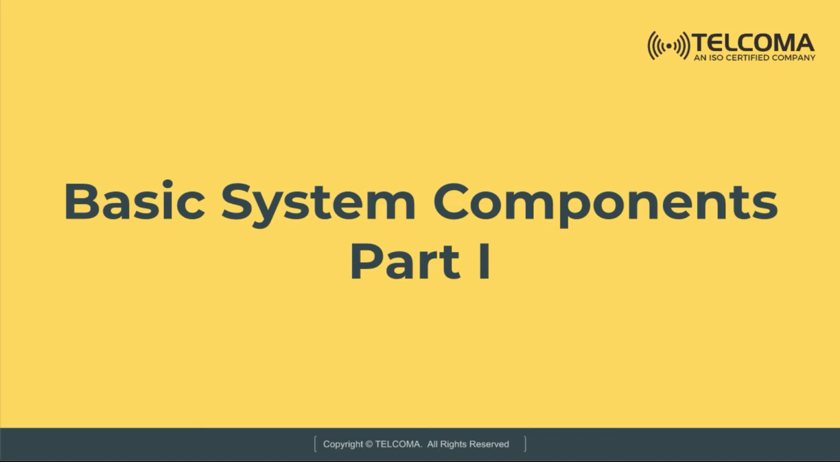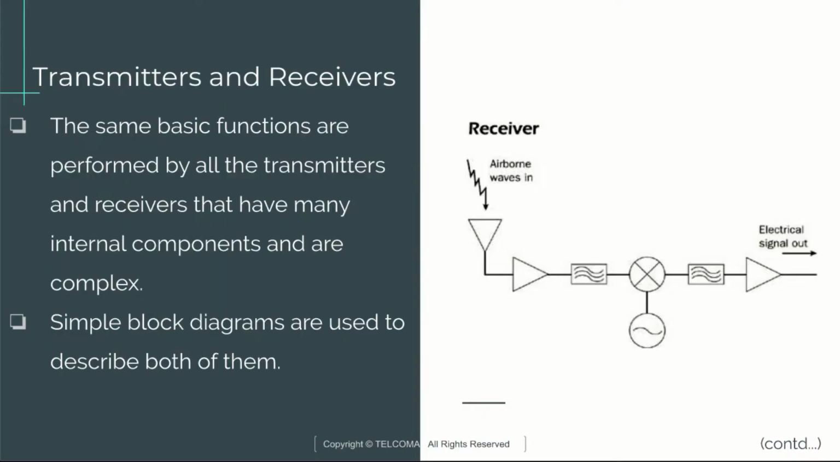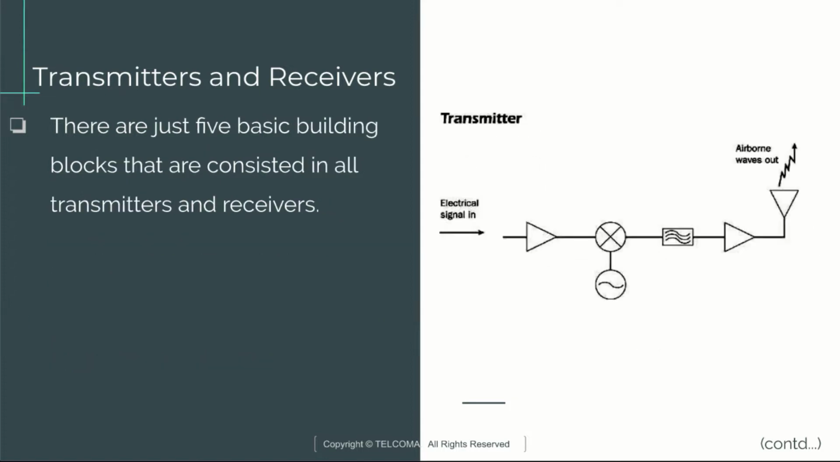The next lecture is Basic System Components Part 1. Now we start with transmitters and receivers. The same basic functions are performed by all the transmitters and receivers that have been performed by many internal components and are complex. Simple block diagrams are used to describe both of them. So this is the block diagram of receiver and this is the block diagram of transmitter.